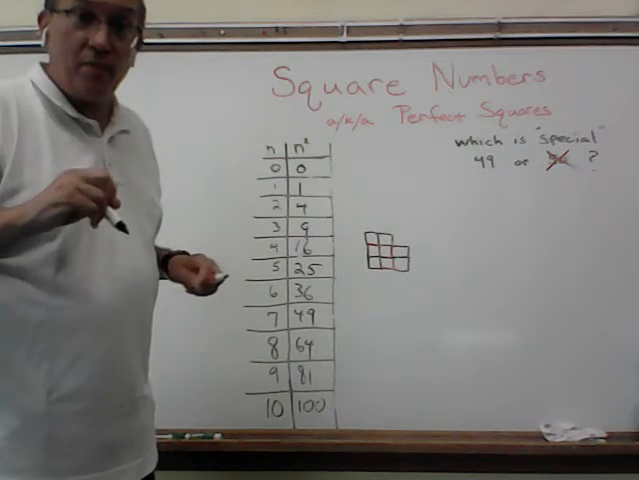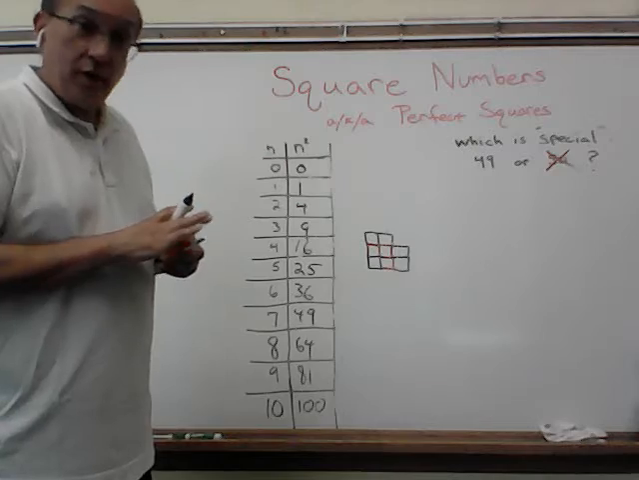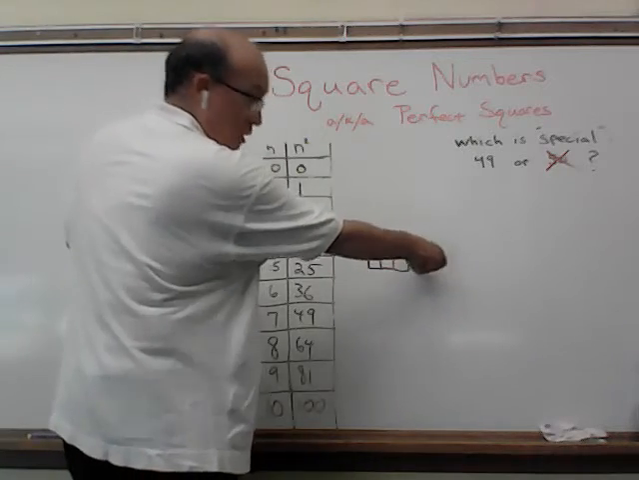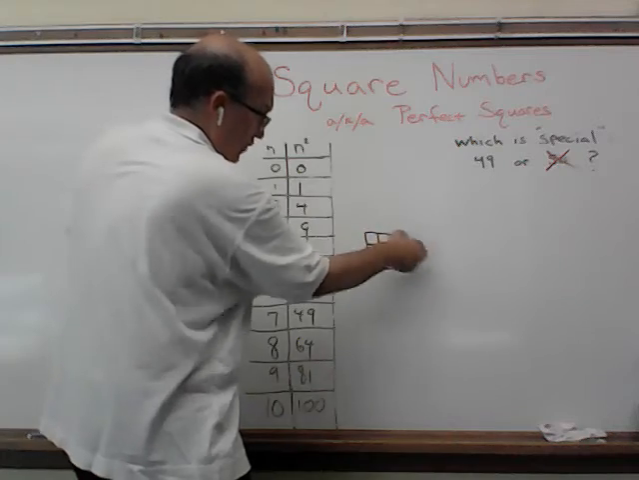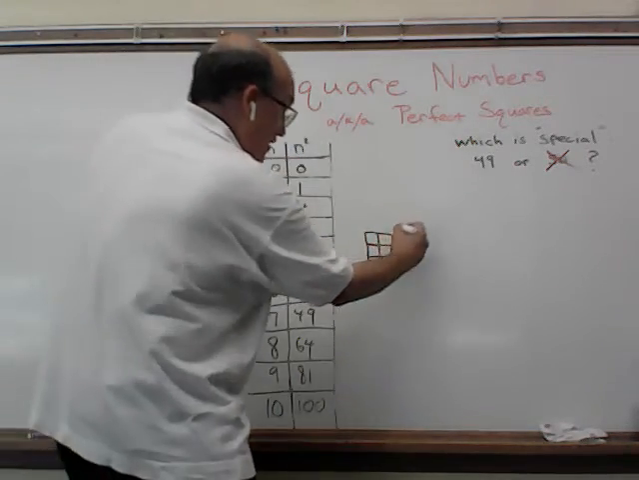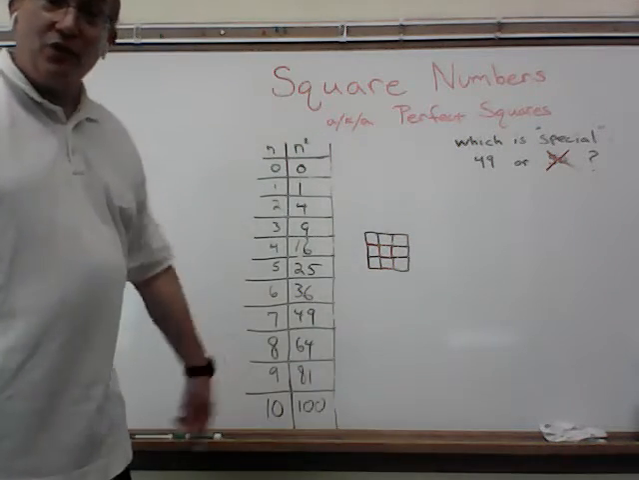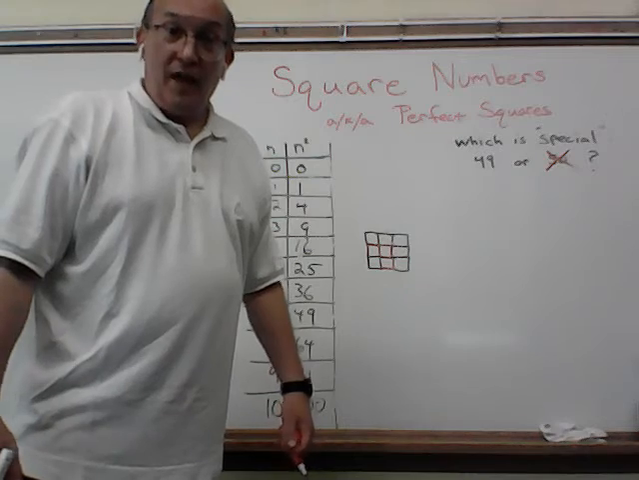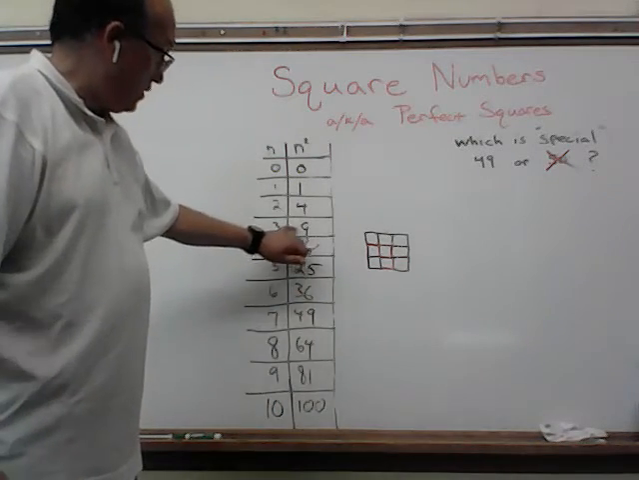I cannot form a square with 8 squares. If I took these 2 and moved them down here, it'd be a rectangle, because 8 is 2 times 4, but it's not a square. When I fill in that space, and there will always be that space there, now we have a new square. And how many little squares are there? 9, of course. There's the 9.